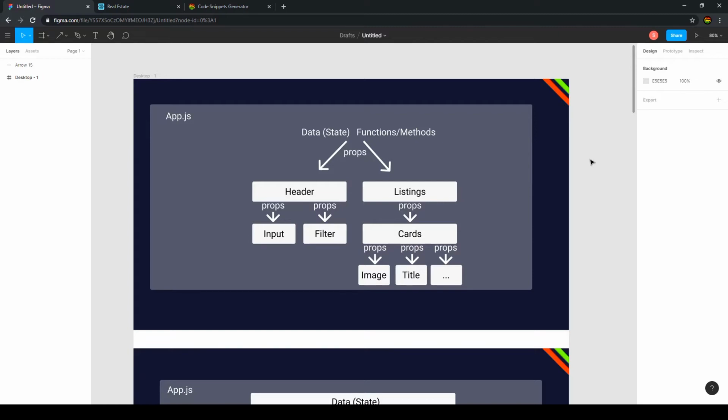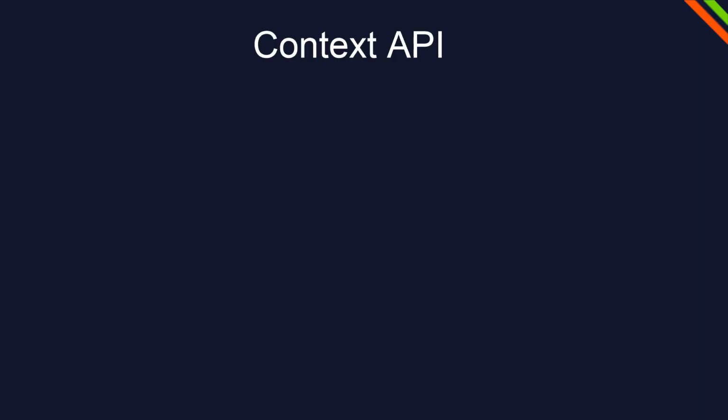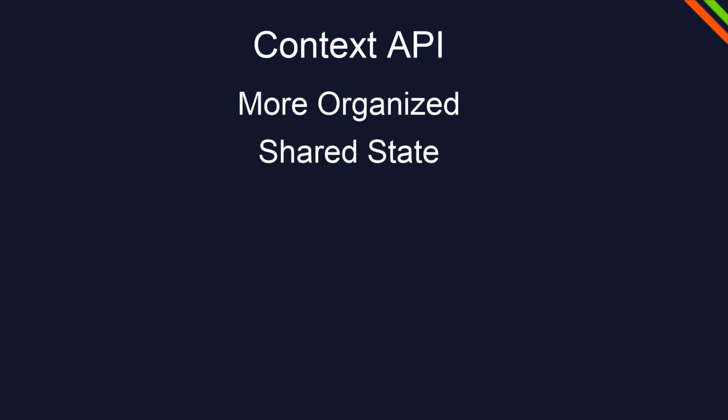So let's get started. Why do we want the Context API instead of having our data in our app.js? We want the Context API so that we are more organized. It's also easier if you have shared state, so if one component and another component share the state.